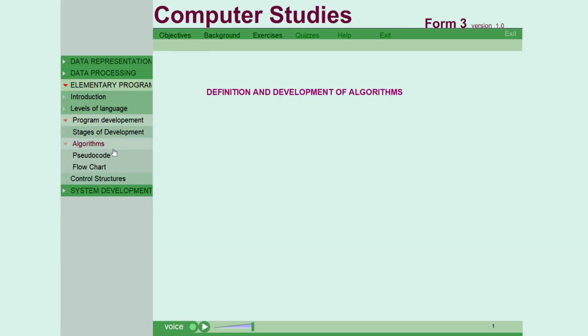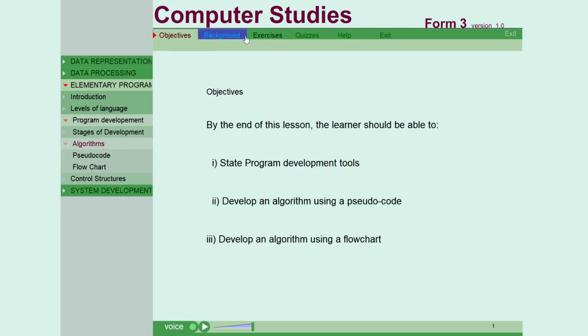Definition and development of algorithms. By the end of this lesson, the learner should be able to state program development tools, develop an algorithm using a pseudocode, and develop an algorithm using a flowchart.